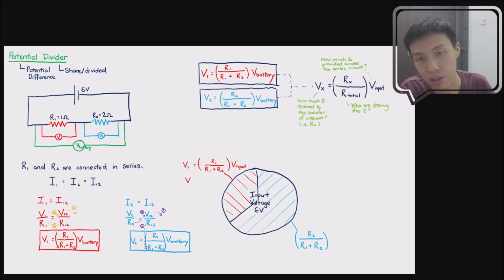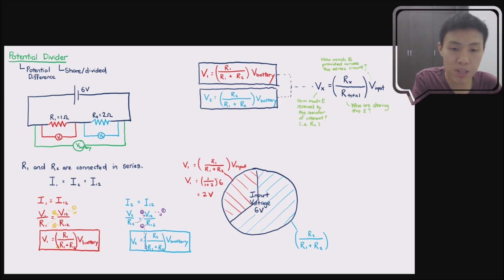So V1 will be equal to 1 over 1 plus 2 multiplied by 6, so that's 2 volt, or 2 joule per coulomb. That means that of this 6 volt cake, R1 will receive 1/3 of it. 1/3 of this 6 volt cake will be given to R1. 1/3 of 6 volt is 2 volt, that's why 2 volt will be given to R1.